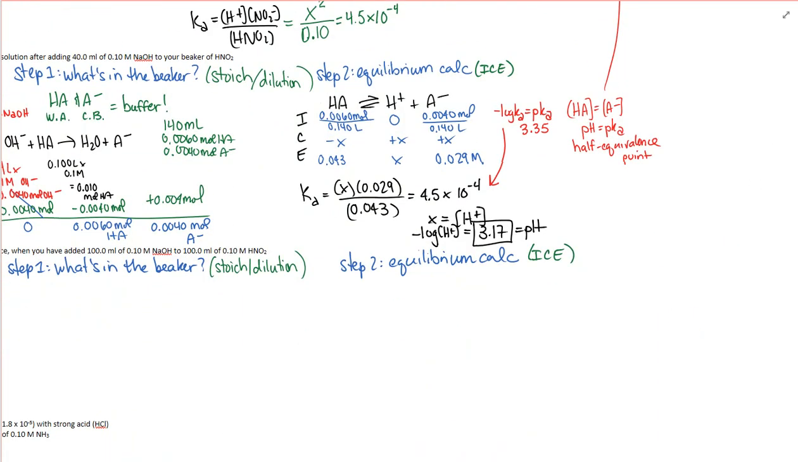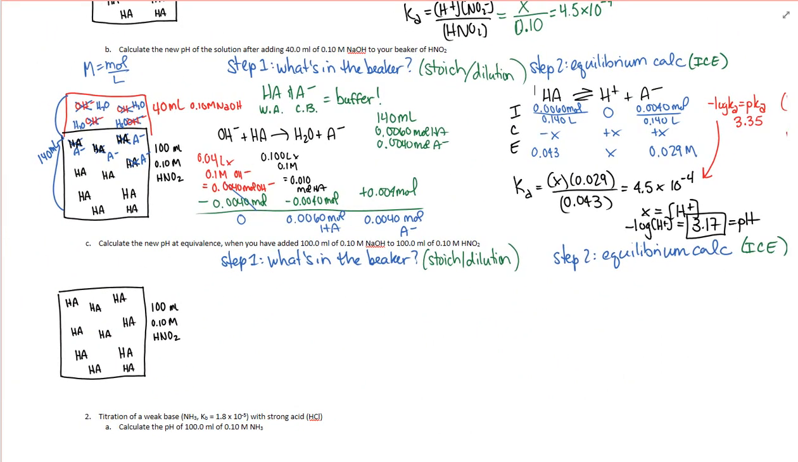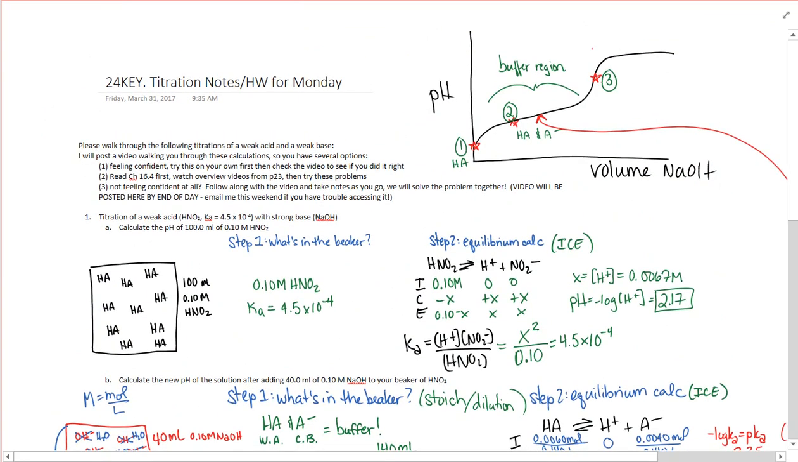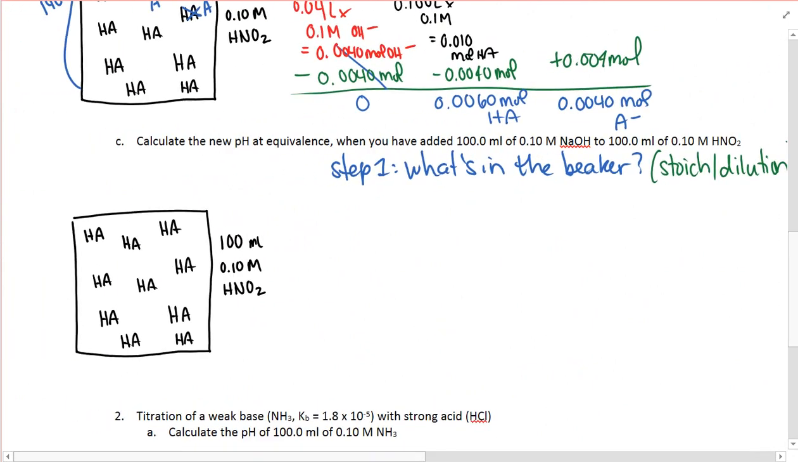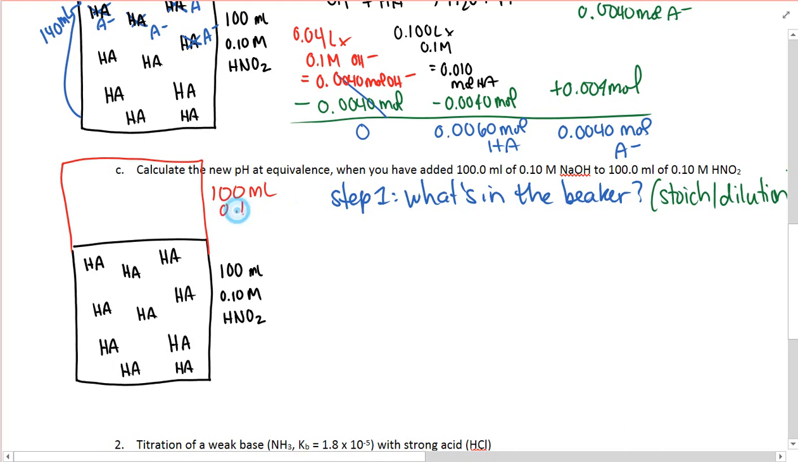All right, so that was the tricky one, doing the buffer. So now let's look at the third point here, at equivalence. Calculating the new pH at equivalence when you've added 100 mL of 0.1 molar NaOH to 100 mL of 0.1 molar HNO2. So I added another, this is not going to be to scale, but I added another 100 mL of 0.1 molar NaOH.